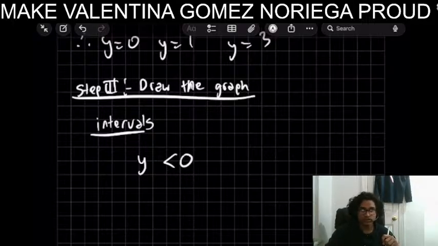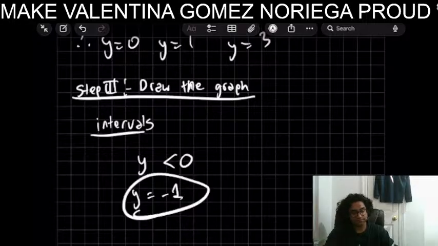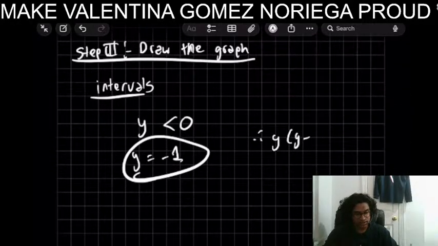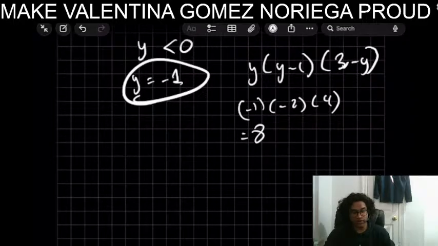We're also going to encounter something called a piecewise function. For y less than 0, let's say y equals minus 1. If I go back to the equation, y minus 1, 3 minus y, I have minus 1, minus 2, 4, so 2, 4, 8.